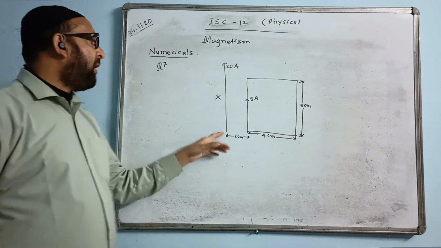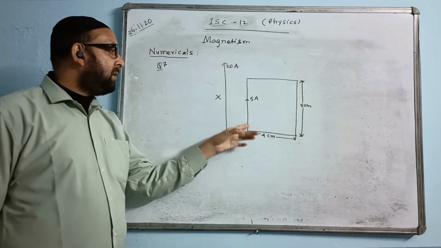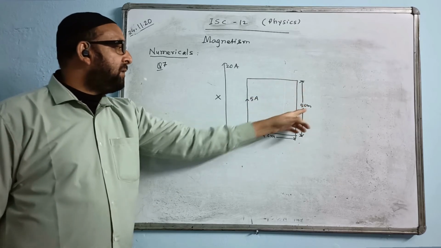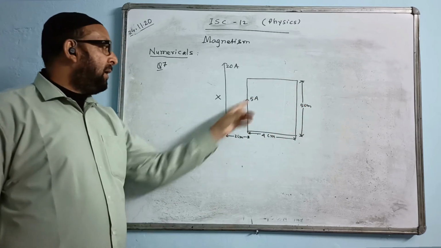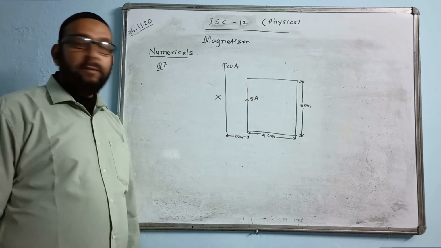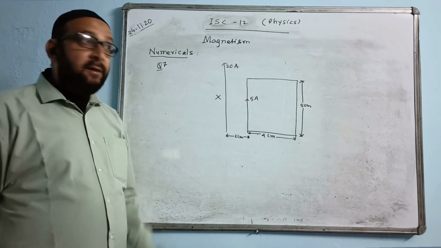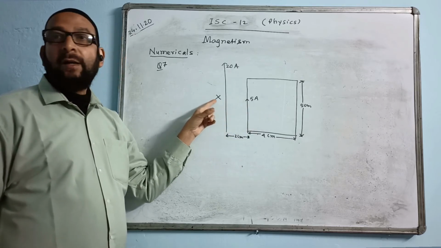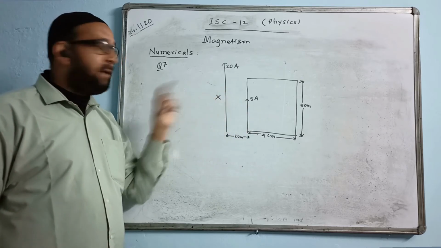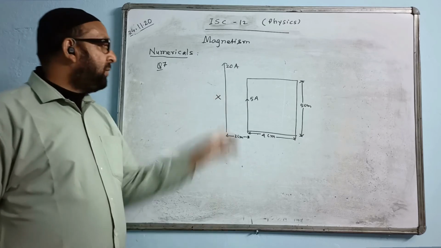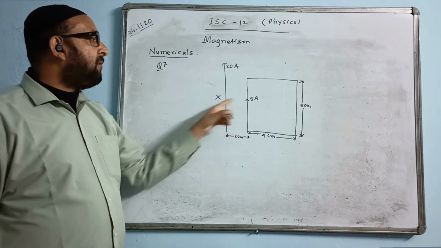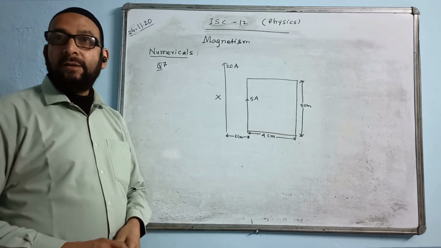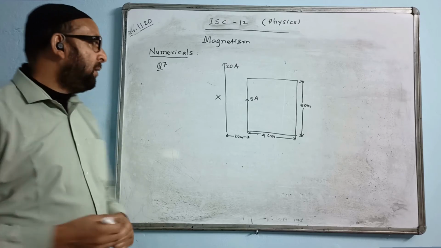We are showing a wire X here, and there is a rectangular conductor given here. The length of the conductor is 5 centimeter and this is 4 centimeter, and the current out here is 5 ampere. The question is asking: find the force on this conductor due to the magnetic field of the wire X. These two wires are parallel, so we'll use the parallel wires formula, and this one also will be parallel, so again we'll be using the parallel wires formula.